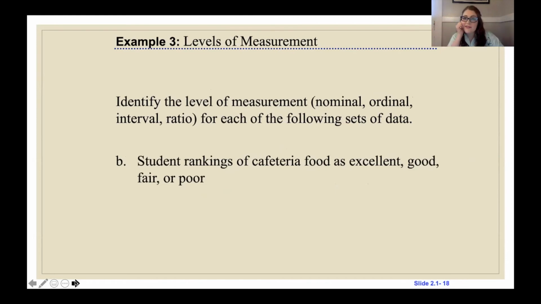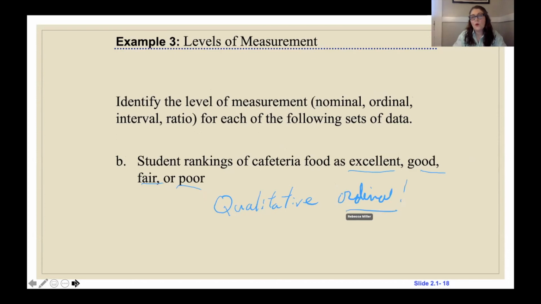Student rankings of cafeteria food as excellent, good, fair, or poor. So they're rating them in words. So I know this is going to be qualitative. And it's not nominal because there's a set order to it. It is ordinal. Ordinal like it has an order. That's how I remember it.